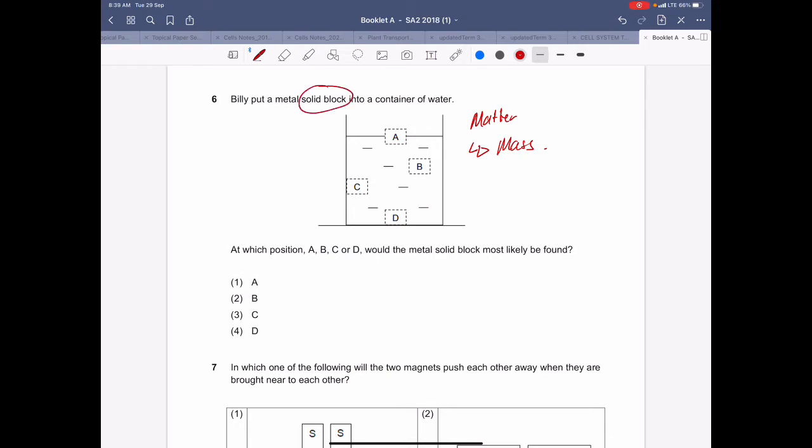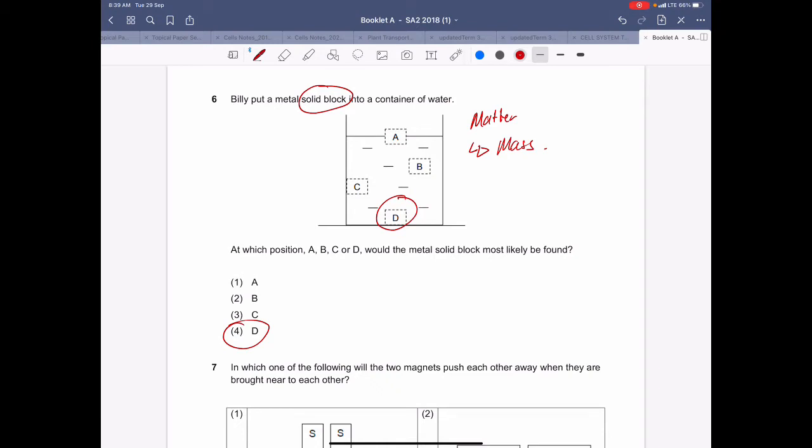Actually, the concept we're talking about here is density. It is more dense, it has a greater mass than water, so it will sink right to the bottom. So the answer is D. Straightforward. Whenever you talk about this, you have to talk about who has a greater mass or who has a higher density, to decide the positioning.